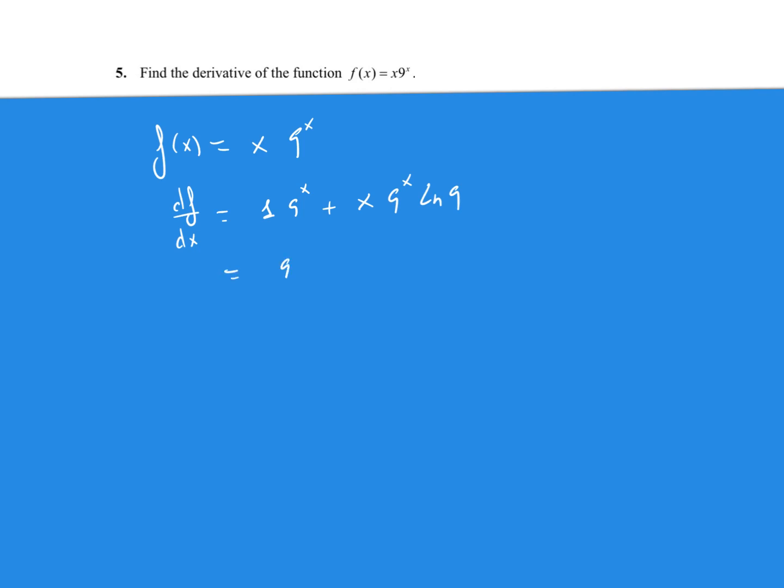We can reduce this to 9 to the x that multiplies 1 plus x log of 9, and the problem is solved.